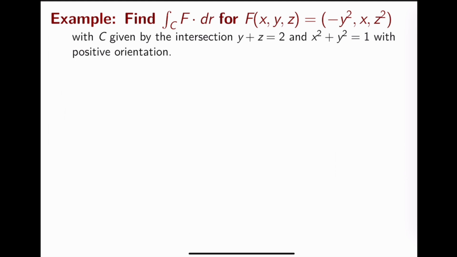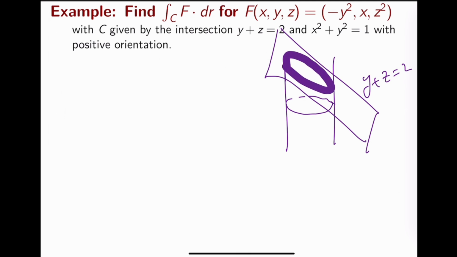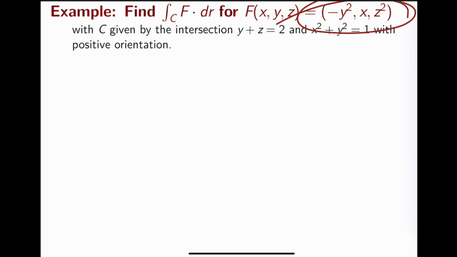Let's calculate, for example, the integral of this vector field over the curve C, where the curve C is given by the intersection of this cylinder and the plane y plus z equals 2. So the intersection will be a curve like this, an ellipse here. This is the curve where we want to calculate the integral of the vector field, and the vector field is given like this. We could calculate this integral directly by the methods that we have learned before, but we can also calculate it by the Stokes theorem.